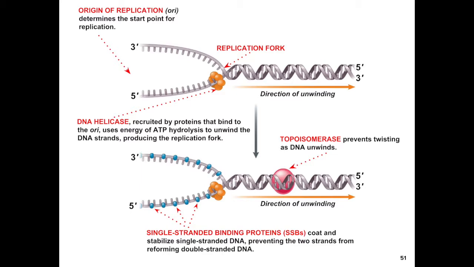And then to prevent the single-stranded DNA from reannealing, from rebonding, from rehydrogen bonding, we use these single-stranded binding proteins, or SSBs, to coat and then stabilize the single strands of DNA, preventing them from reforming double-stranded DNA.